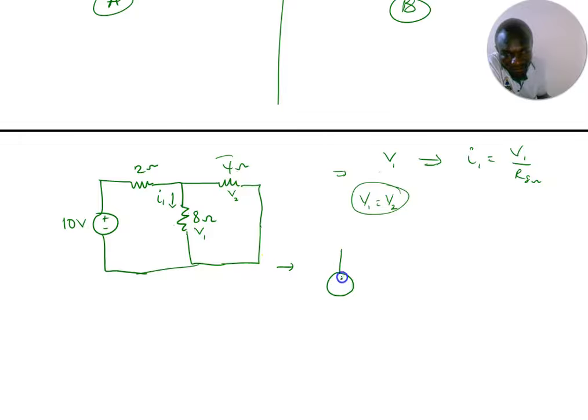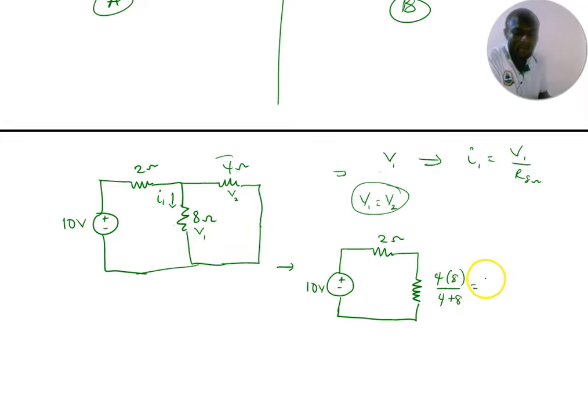I have plus minus 10 volts here, right? And I have the 2 ohm resistor here. Then I get a very big resistor, right? And that one is obtained by saying that it's 4 times 8, all on 4 plus 8, because they are parallel to each other. So with this one, what do we get? So 32 on 12, right?